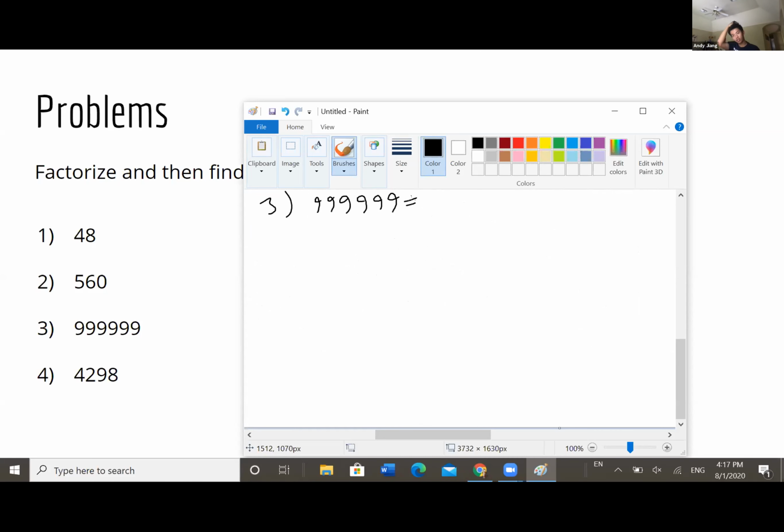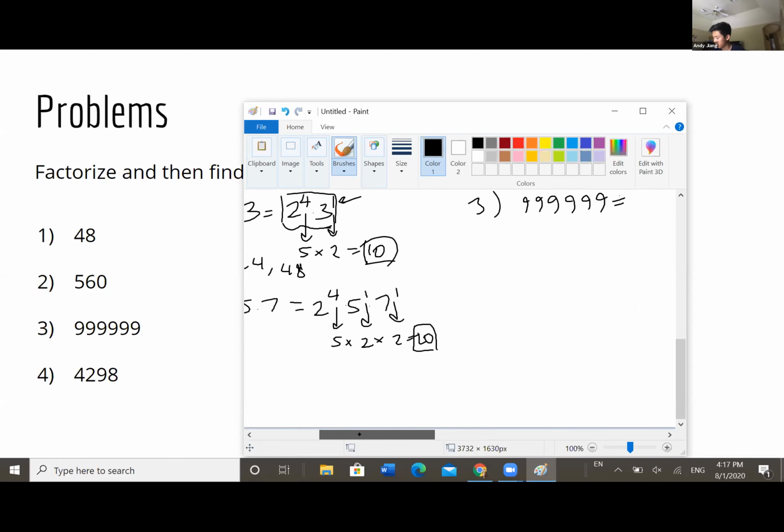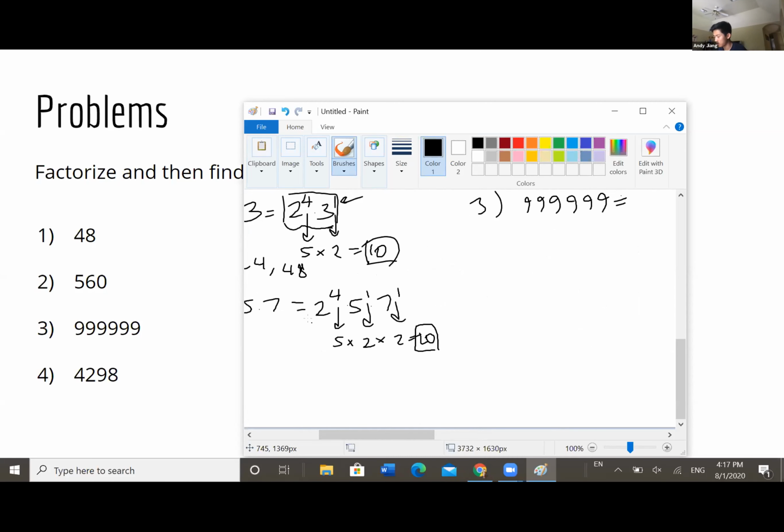So how would I factorize that? For those of you who just came, I'm talking about the number of factors, and to get the number of factors, first you prime factorize it like so. Then you add 1 to each exponent, and then multiply those resulting numbers together.